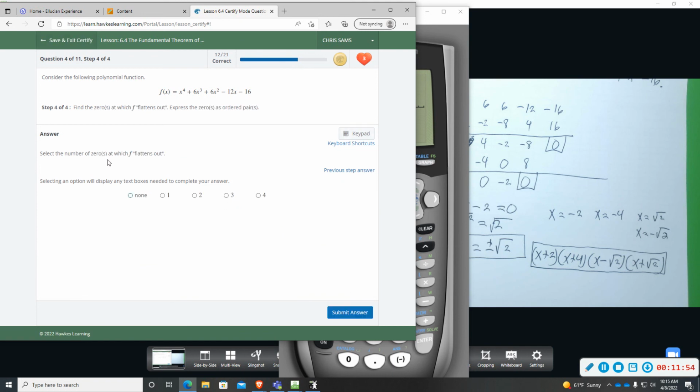And then the last step says the number of zeros where it flattens out. So it only flattens out when the power on those zeros is greater than 1. And none of these have a power greater than 1, so there are none where it flattens out.